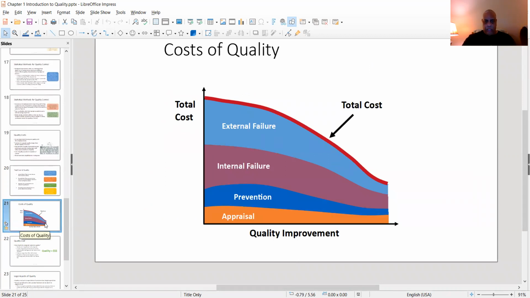Of course, here's a chart of quality improvement and total cost, with an X and Y axis. Here's how your total costs are formed. And here are all the categories: appraisal, prevention, internal failure, and external failure.